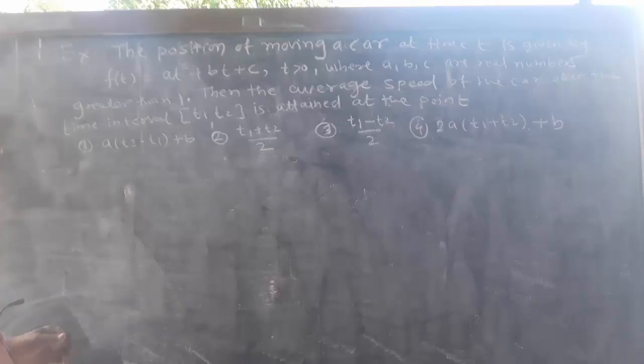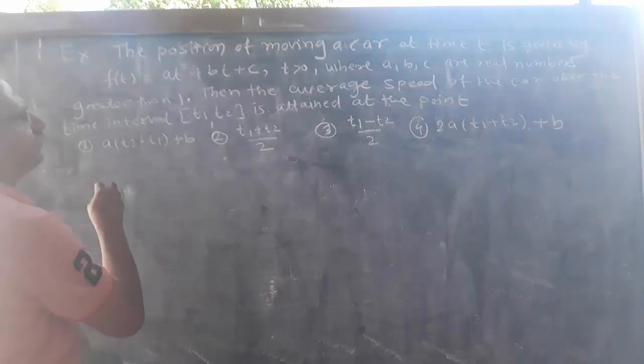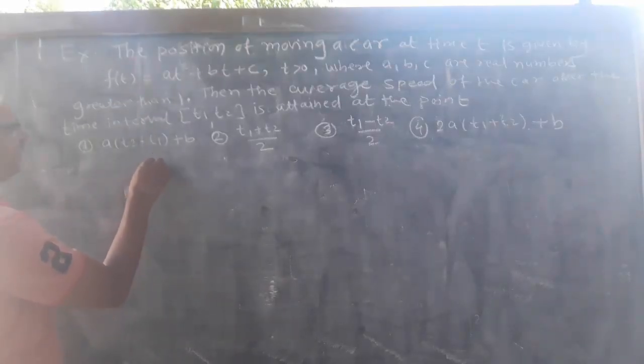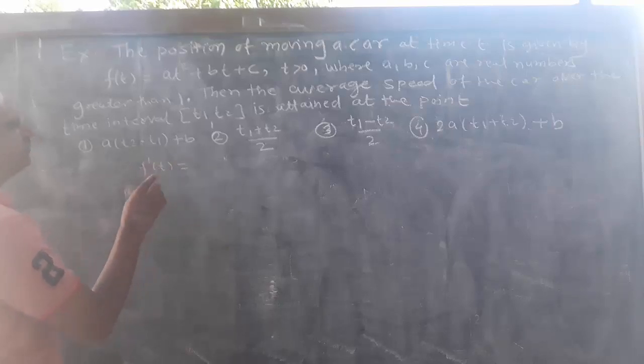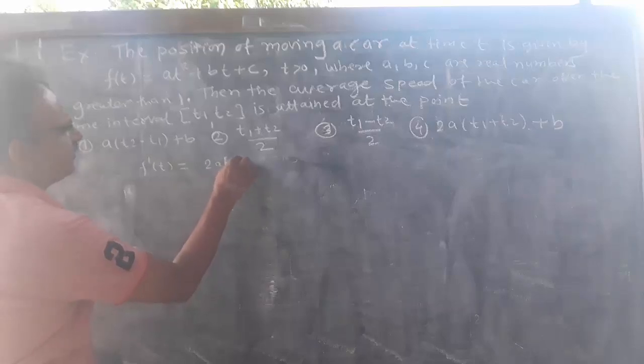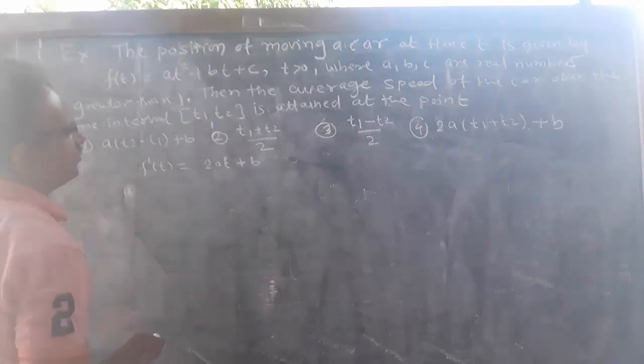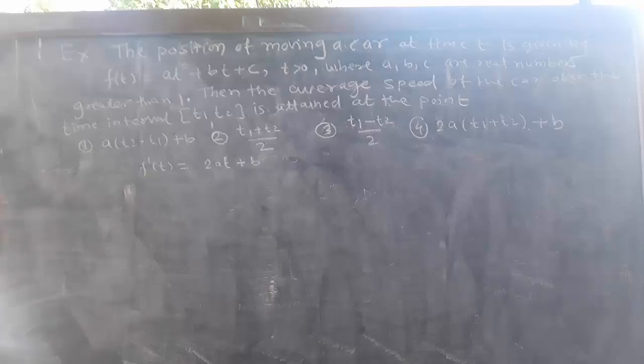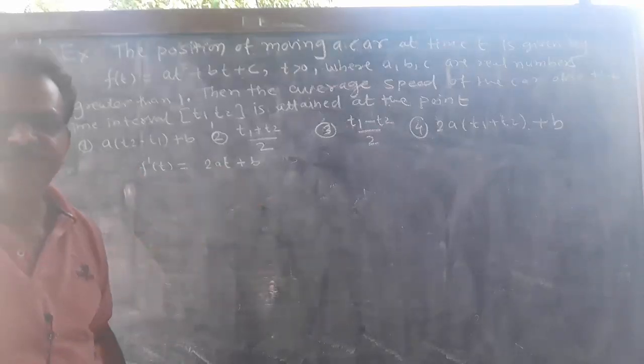We shall find the derivative of f of t. f dash t equal to 2at plus b, and the derivative of c is 0. Therefore, f dash t equal to 2at plus b.